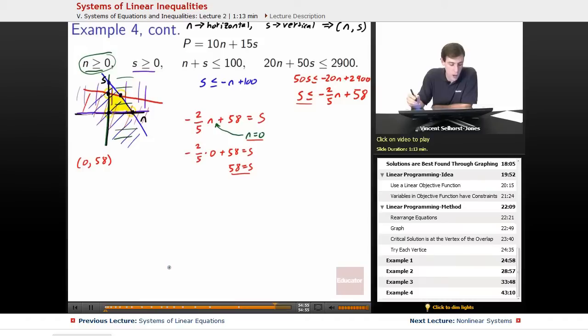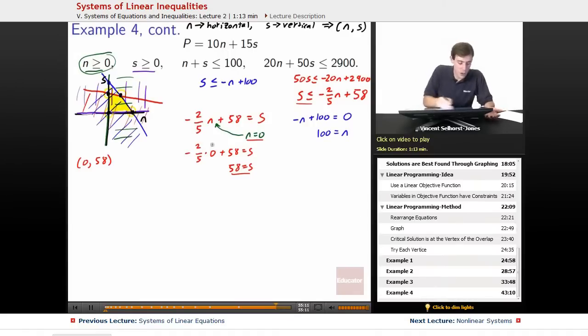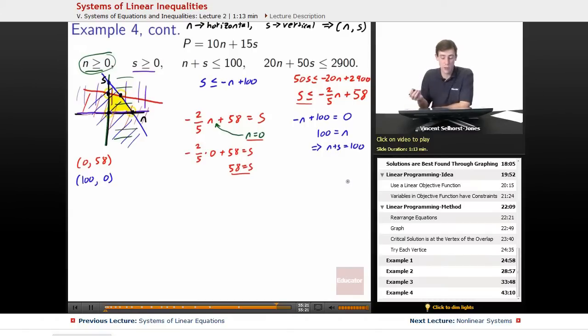Next up, let's look at where the blue intersects the purple. So -N plus 100 equals, the purple had a height of S equals 0, right? No height at all. So that's just going to be 0. So 100 equals N. So that means we've got 100, 0, because if we were to plug that into N plus S equals 100, since we're dealing with the lines now.